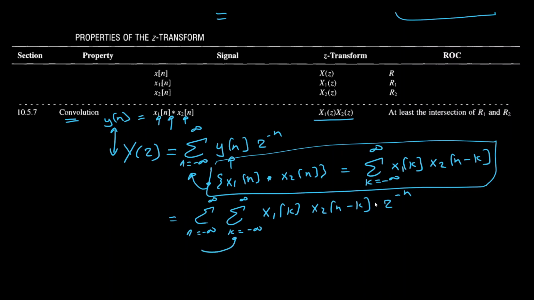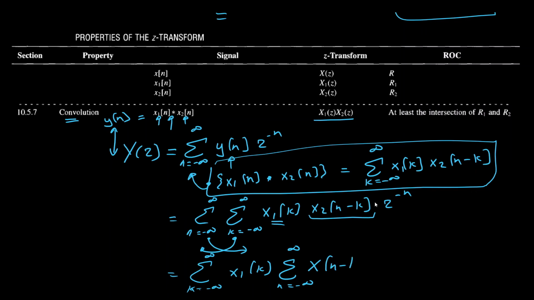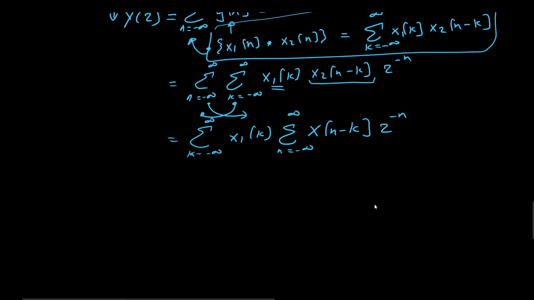We can bring this summation out and this summation inward, and this would be over here, that is x1 of k, because it is dependent on k, and we would be left with the second summation, that is the inner summation, which is n from minus infinity to infinity, and x2 of n minus k is dependent on n, so this would be over here, and also z is dependent on n. Now to solve this argument, we say we have m which is equal to n minus k.